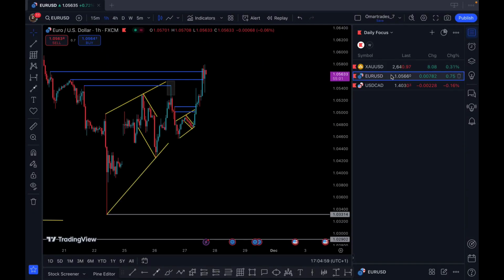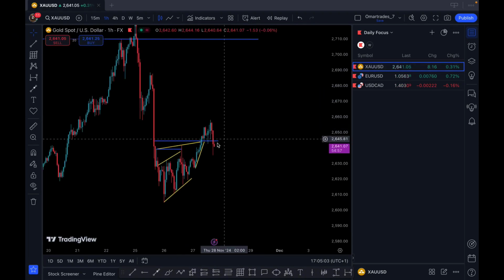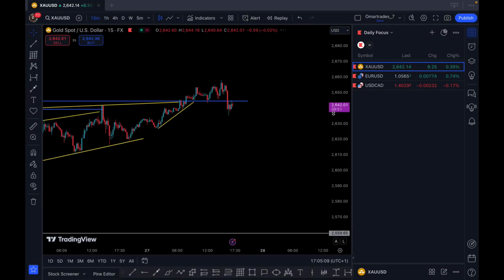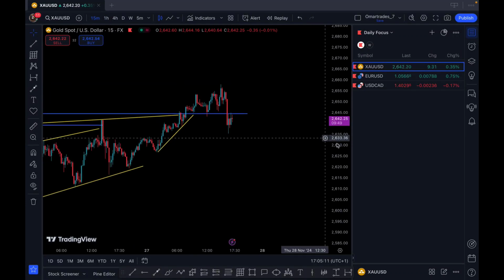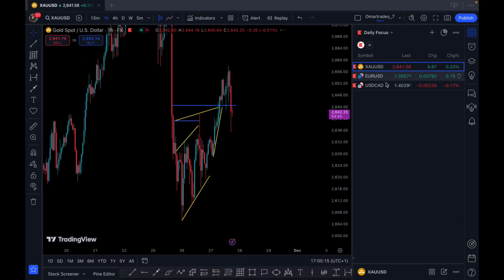I will not be focusing on gold anymore because this structure is not it for me. Like, I'm not taking this structure. We might drop and create continuation around here. We might create continuation, let's say around there. But like I said, I don't want to be focusing on it any longer. It's off for me, definitely off.